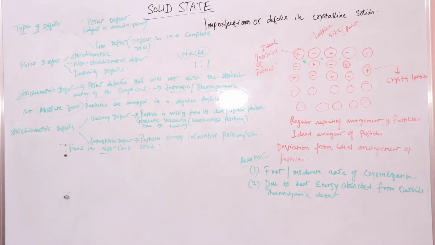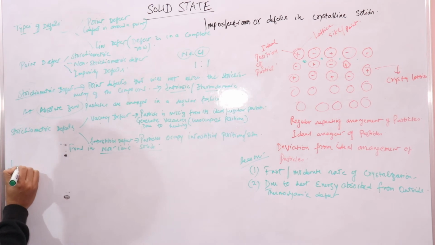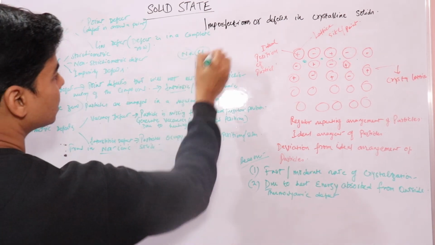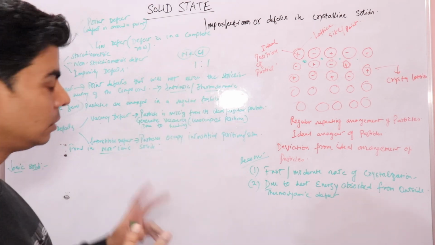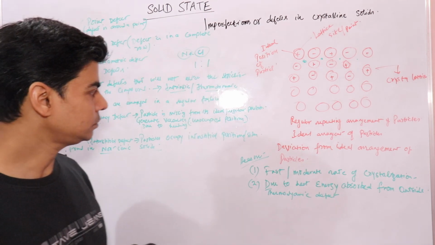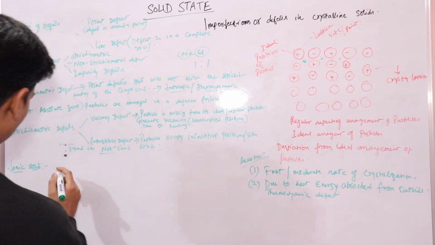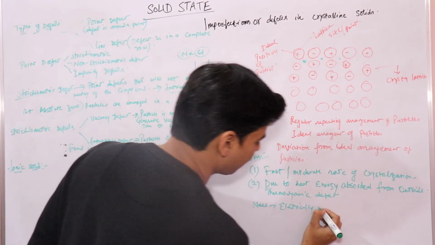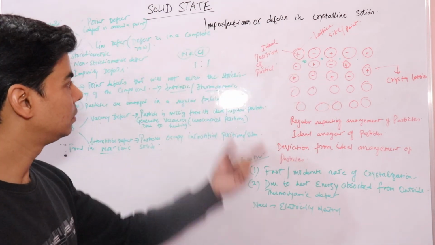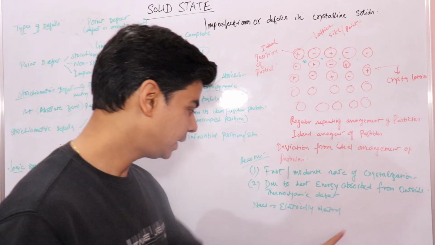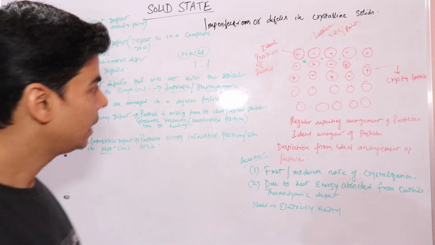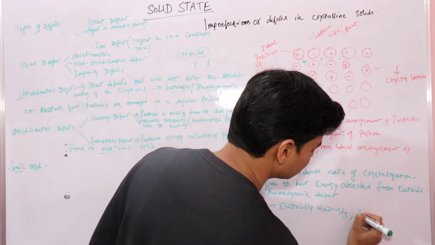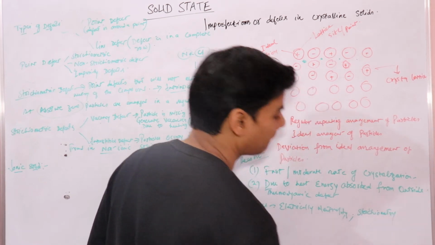Now, what about ionic solids? Ionic solid, like sodium chloride, is an ionic compound, right? Let's just look at two things when we talk about ionic solids. This is electrically neutral, right? So when we talk about defects in ionic solids, we have to take care of the electrical neutrality of the ionic solid, and the second thing we have to take care of is the stoichiometry of the compound. You have to take care of these two things.